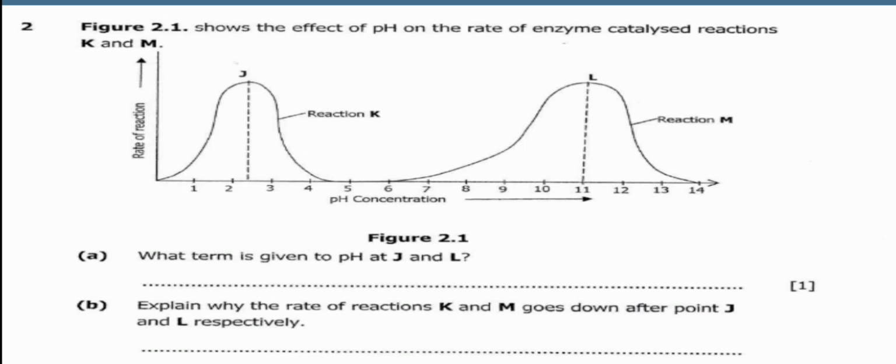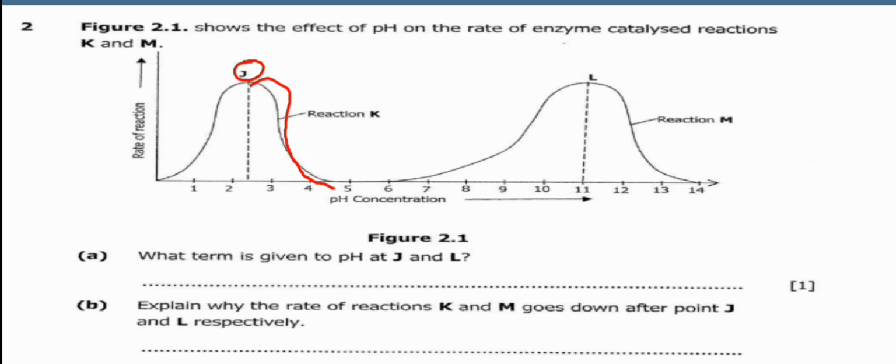The reason we call this the optimum pH is because we are talking about the pH concentration. If we were talking about temperature, we would have said this point J is the optimum temperature. Here we are talking about pH, meaning J is the optimum pH. Now beyond the optimum pH, which is beyond J, an enzyme is going to undergo what we call denaturation.